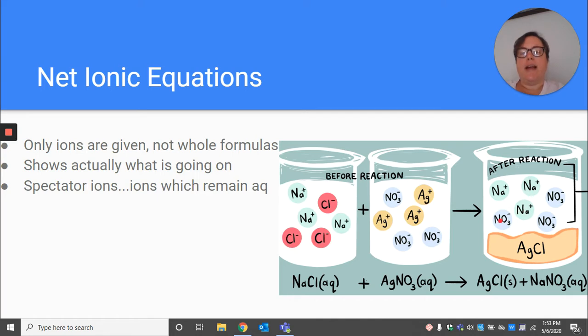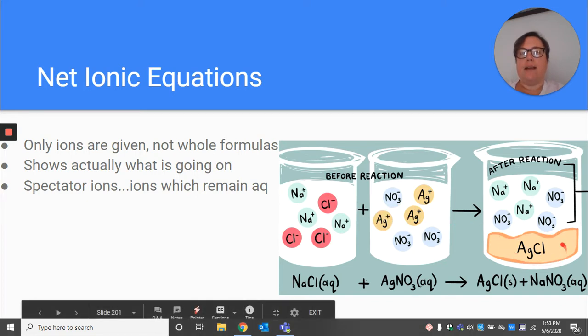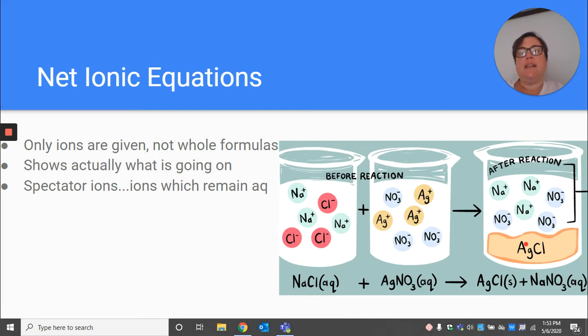A net ionic reaction shows just the ions, Cl minus and Ag plus, that are reacting to form that solid precipitate. Now, there are two types of double replacements. There are precipitation reactions, which this is an example of, and then acid-base neutralization reactions. We're going to look at both of those and write out net ionic reactions. The ions that remain aqueous in the solution are called spectator ions. They're just watching the other ones come together to form the solid.